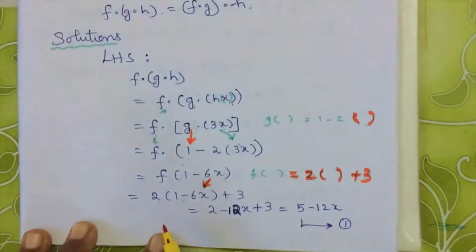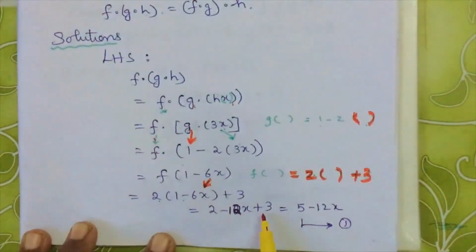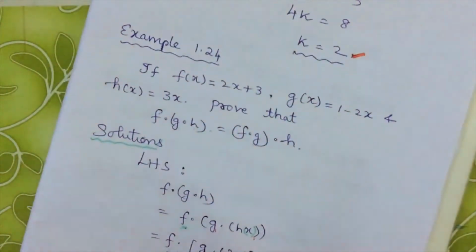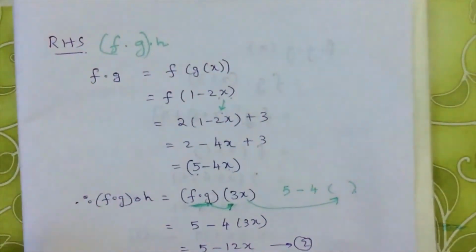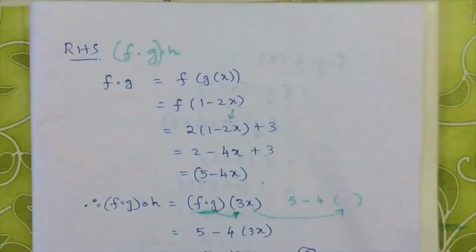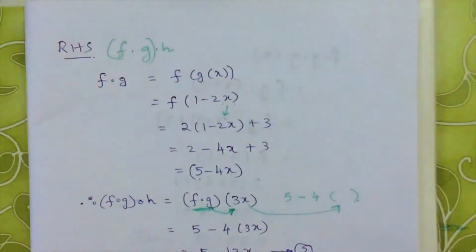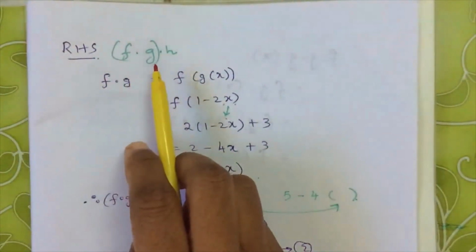So if you expand, 2 minus 12x plus 3 will come. So on simplification it will get you 5 minus 12x, that is equation 1. And then coming to the right hand side, RHS, f dot g of h.